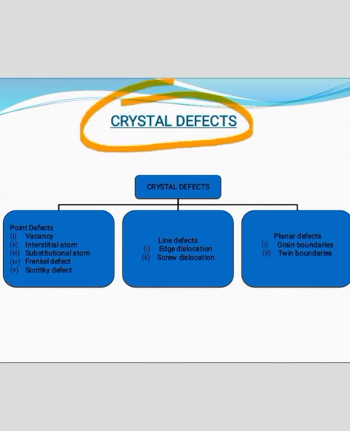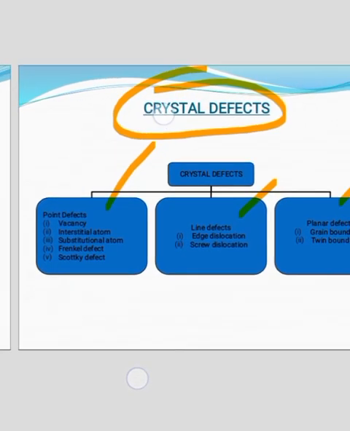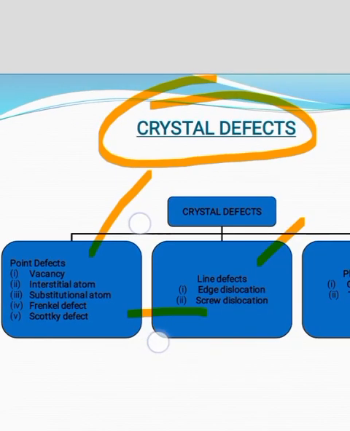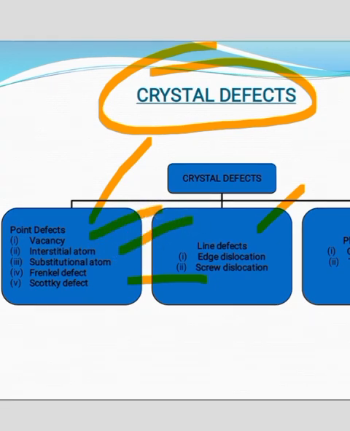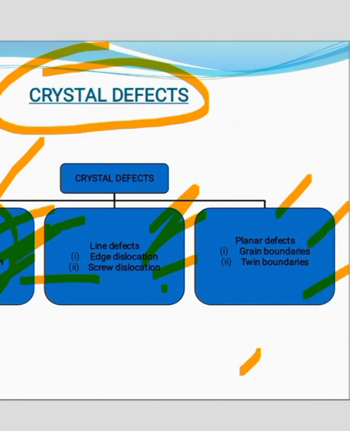Crystal defects: number one is point defects, then line defects, and planar defects. In point defects, we have vacancy, interstitial, substitutional, Frenkel, and Schottky defects. These are all point defects. Line defects are edge and screw: edge dislocation and screw dislocation. These are the line defects. Finally, grain boundaries and twin boundaries are planar defects. So now we will go one by one.